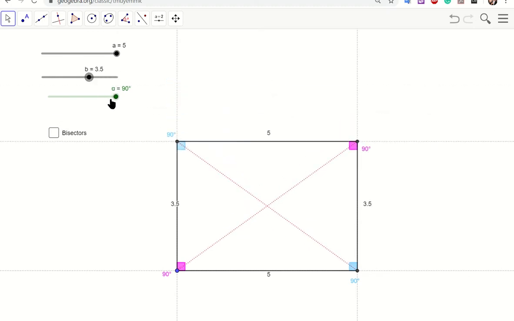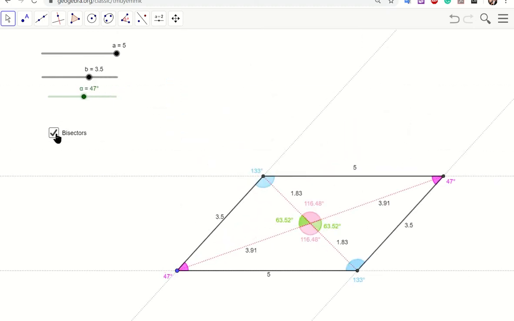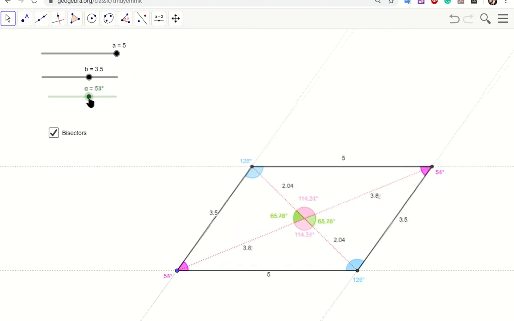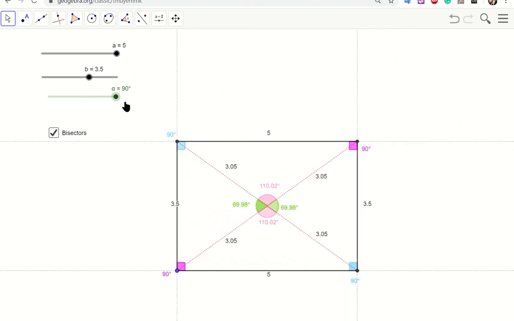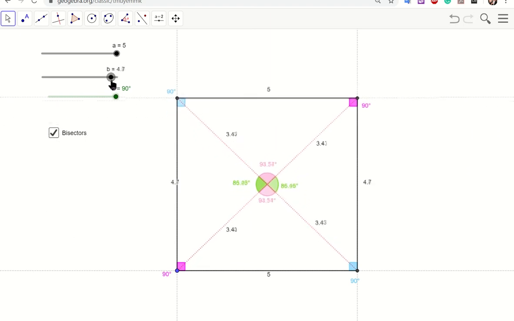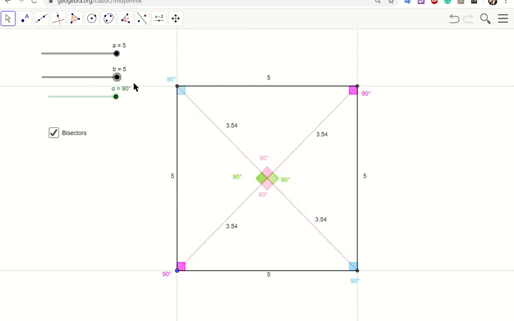We'll look at one last thing before we go back to the OneNote, and that's the length of the diagonals and their angles at their intersection. Starting with the parallelogram, we can see that both sides of one bisector is 1.83, and for the other diagonal it is 3.91. Now if we turn this into a rectangle, we can see that diagonals all become the same length. Then as we turn it into a square, we can see the diagonals are perpendicular. Also note that the diagonals are still the same length.